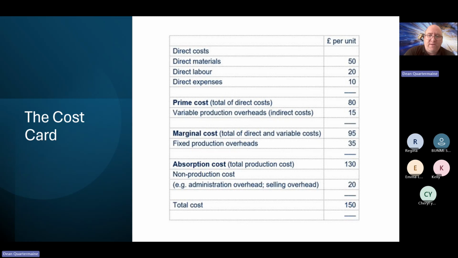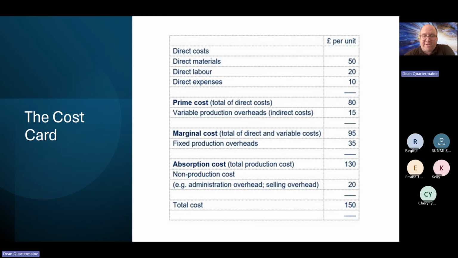So if you think about it, you might have a production supervisor. You might have a supervisor in a factory. Well, it doesn't matter if we make 1 unit or 10,000 units, that supervisor still needs to be paid. So he's very much fixed production overheads. He's related to production, and his overheads are completely fixed. If we make 1 or make 1,000, he still gets his wages.